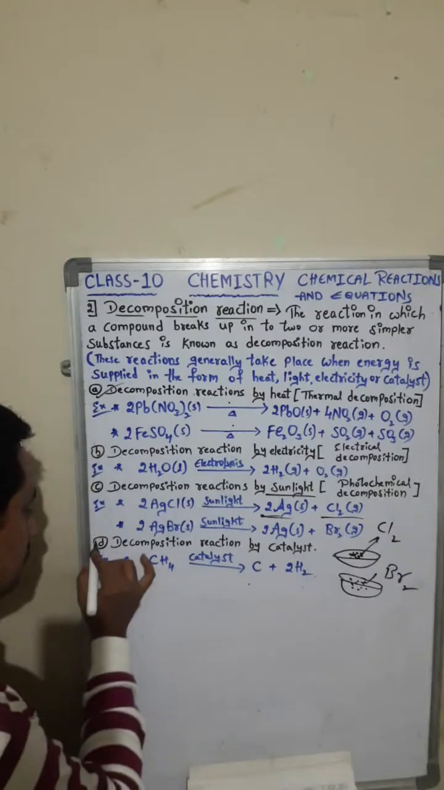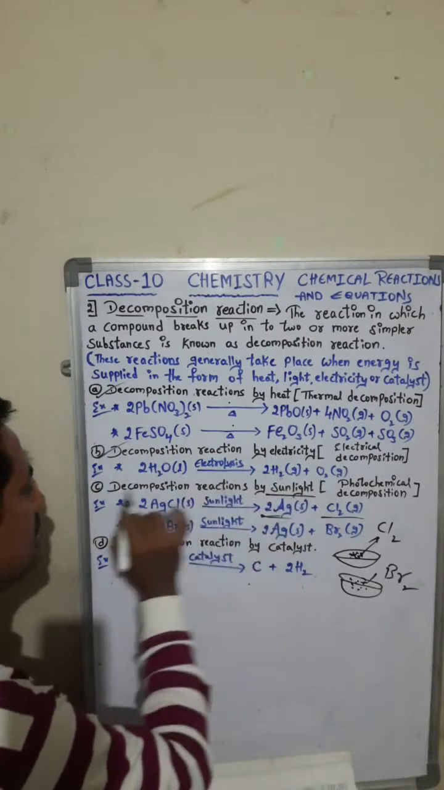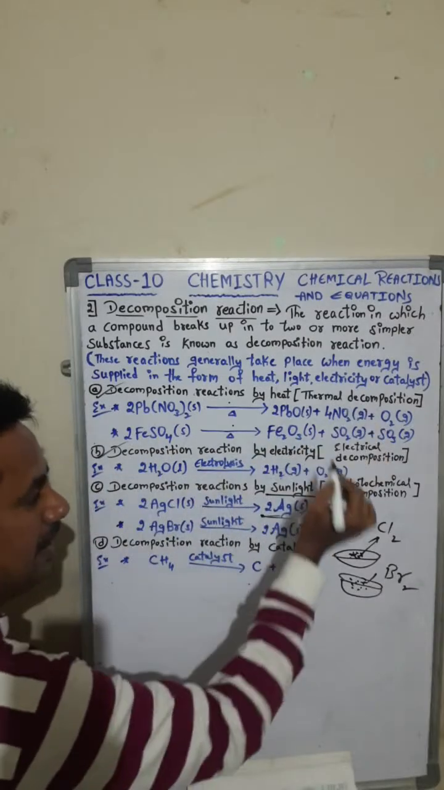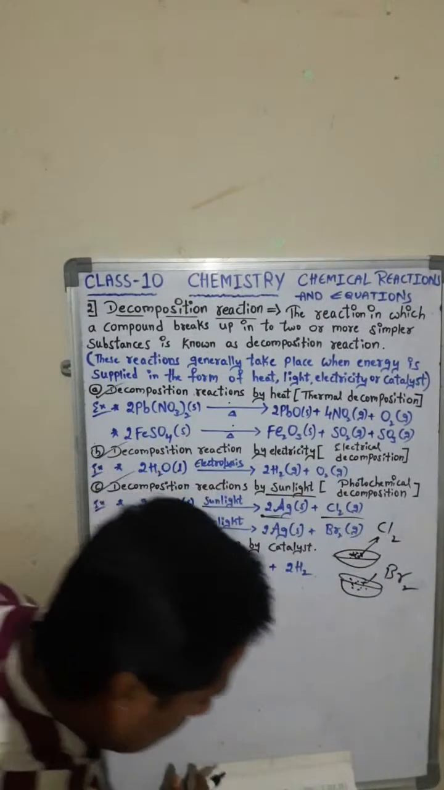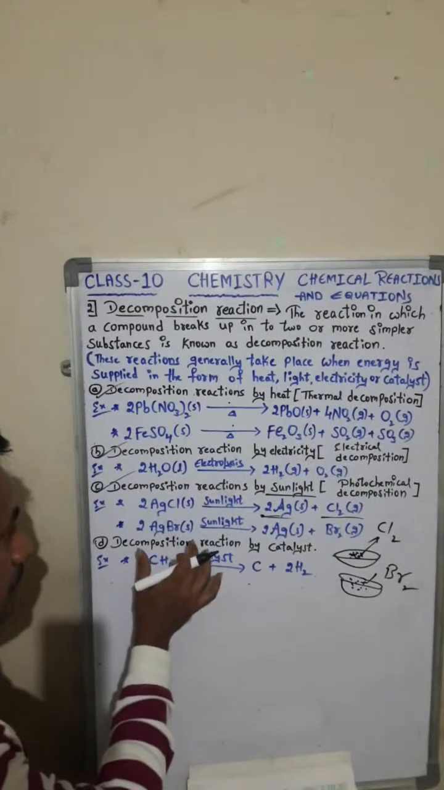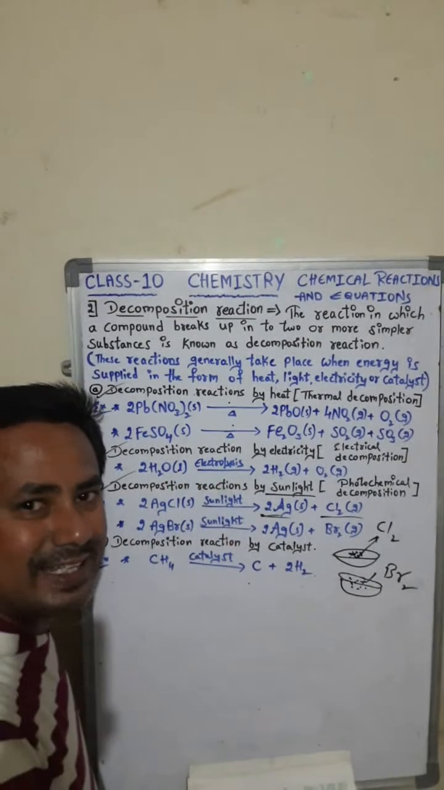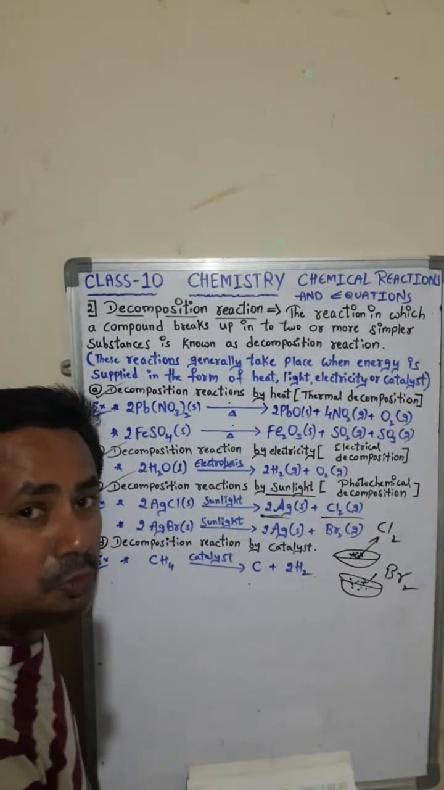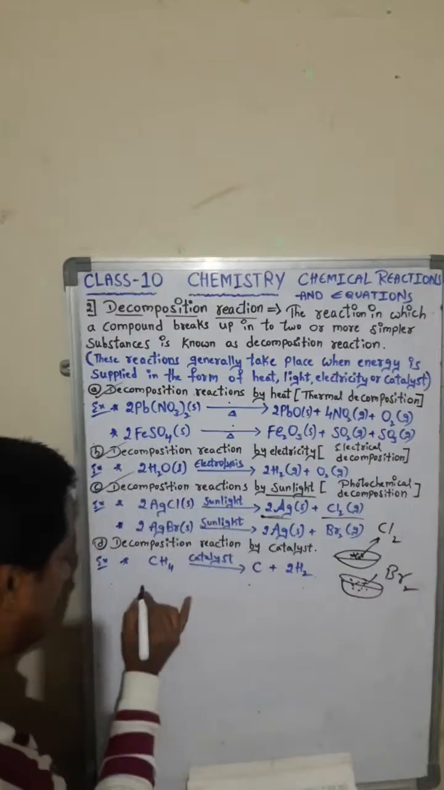Yes. So we have completed decomposition reaction by heat, decomposition reaction by electricity, that is thermal decomposition, electrical decomposition, photochemical decomposition. I want to give some more examples for electricity, that is electrical decomposition. I will provide you a few examples, students, here. Okay.